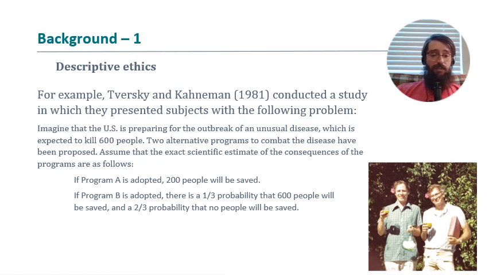If program A is adopted, 200 people will be saved. If program B is adopted, there's a 1/3 probability that 600 people will be saved and a 2/3 probability that no people will be saved. All right, so which option is the better option? Which option should we choose? All right, so most people end up saying that program A is the correct response to this problem.